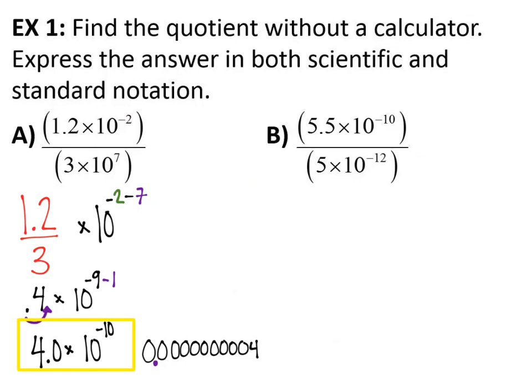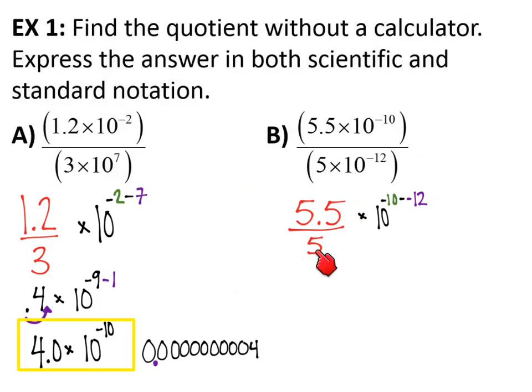Our second problem on this page, we notice step 1 is to take the numbers and divide the numbers that are in front of the times symbols. So I take 5.5 and divide it by 5. Step 2 is to take the bases that are the same, so those base 10s there, and I subtract their exponents. So I have a 10 raised to the negative 10 minus 12. And if you remember, negative negative makes a positive.